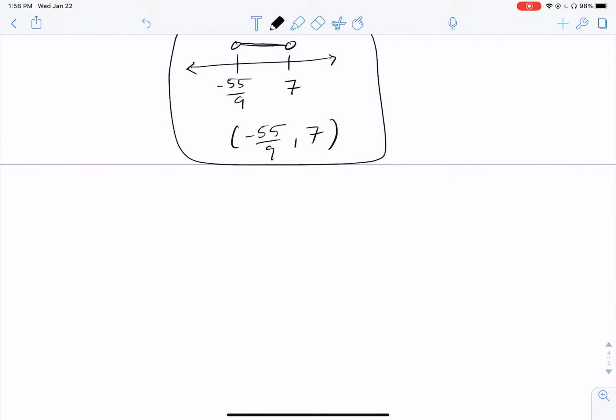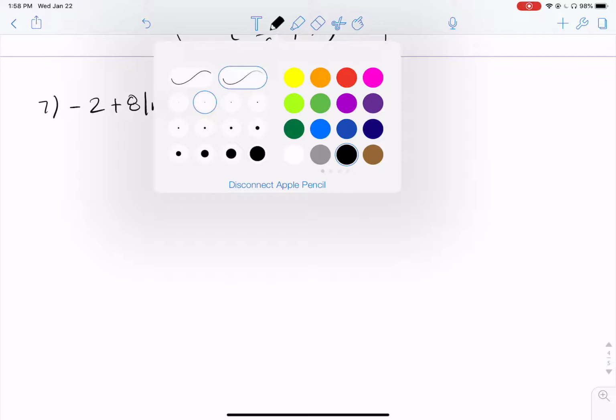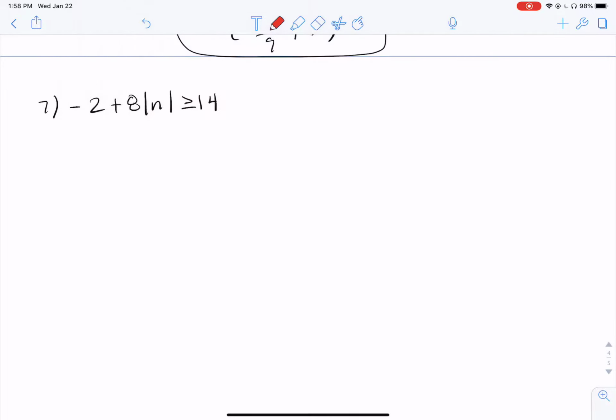Okay, let's go to the back now. On the back, because we have operations now on the outside, number 7, we have to isolate the absolute value before we can create the two cases. So we have to begin by first getting rid of the operations on the outside. So we would have to start at number 7 by adding 2 to both sides.